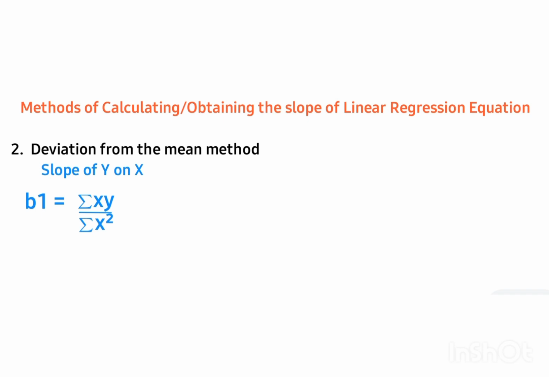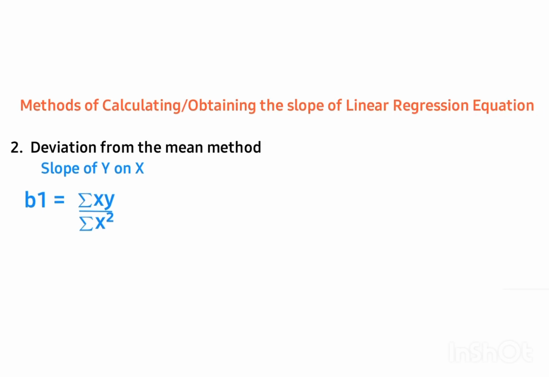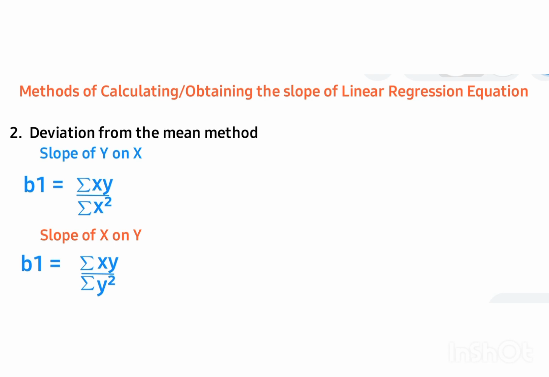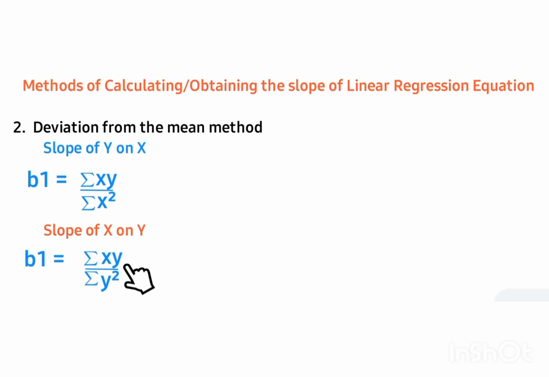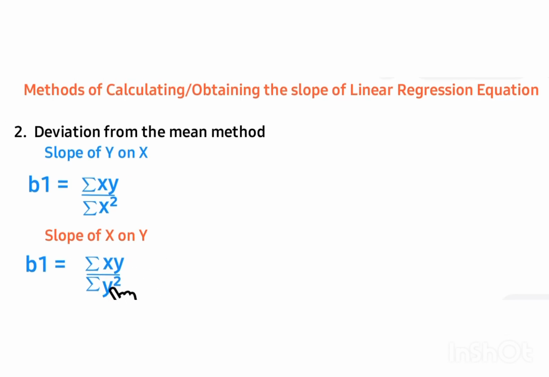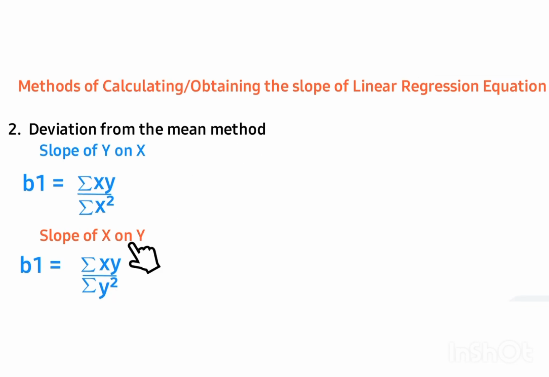Let's also take a look at the formula for calculating the slope of x on y using the deviation from the mean method. And so the formula is summation of deviation from the mean of x times deviation from the mean of y, divided by summation of the square of deviation from the mean of y. Please take note of the difference. The difference between these two is just in the denominator.